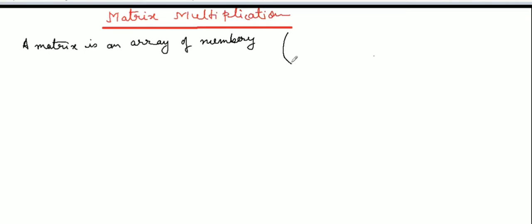So let's take a matrix here. This is 2, 6, 7, minus 3, 4, 0. So this is a matrix.